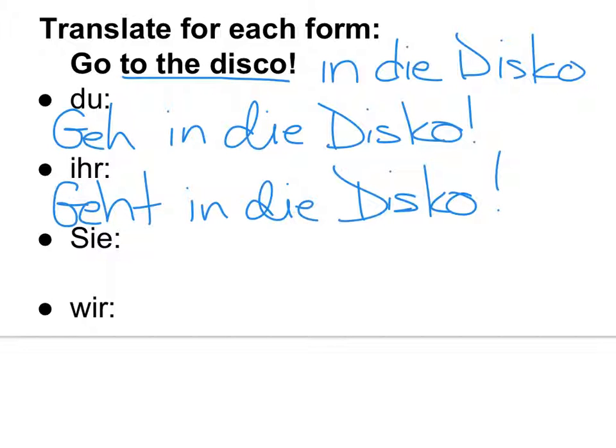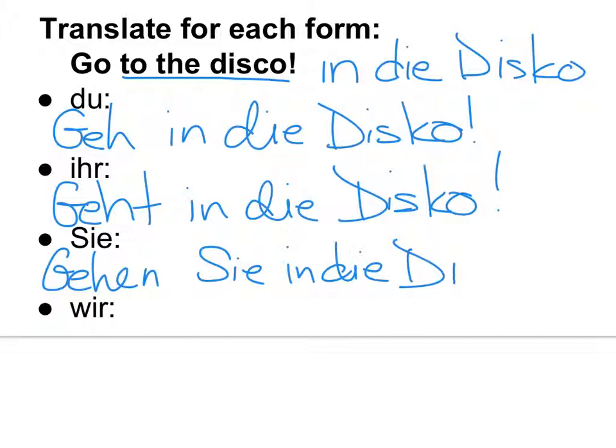Alright, Sie, what do we do? Conjugate, and then? Flip it. So we're left with? Gehen Sie in die Disco. It's a weird phrase to say in the command form, in the formal. Go to the disco. Formal, a person who gets more respect.